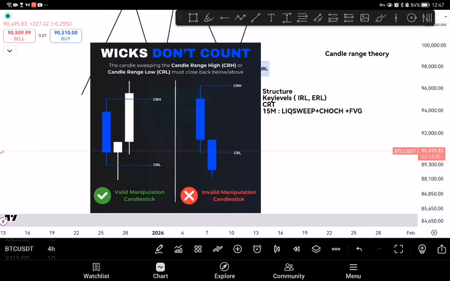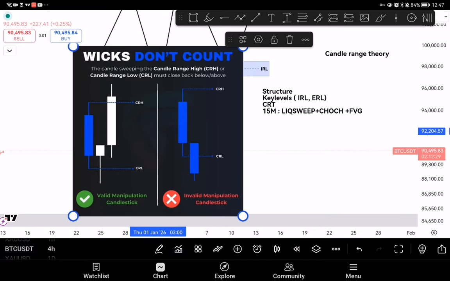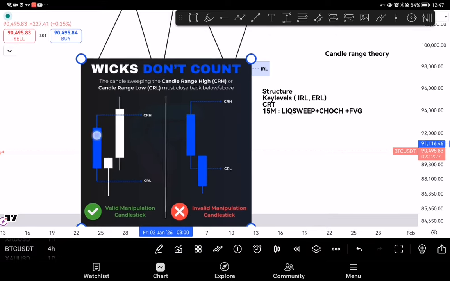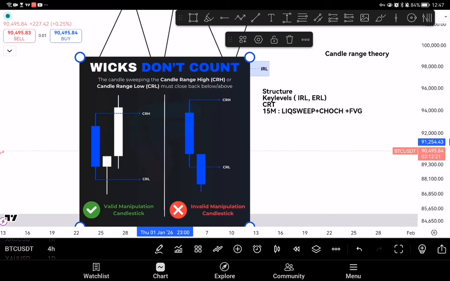It's because you're going to see that this hammer candlestick right here swept this bearish candlestick here, and it closed back inside the bearish candlestick. That is a sign that the market is about to reverse to the opposite side. So we are going to see candle range high and candle range low. That is literally what we call CRT.